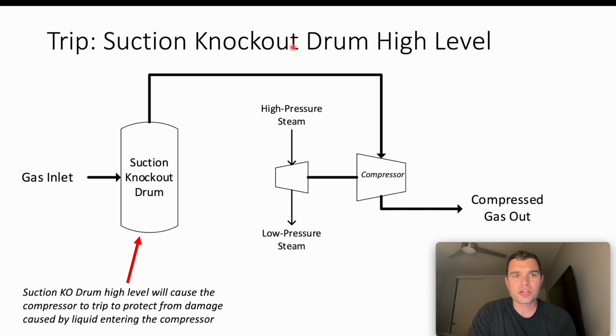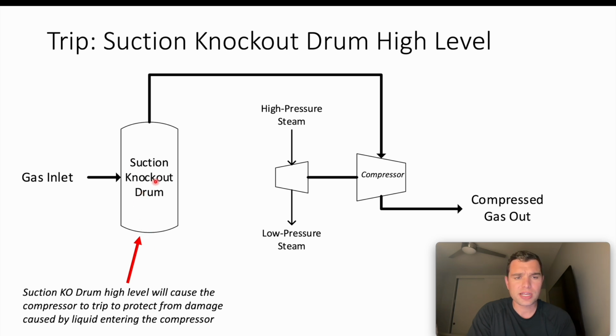So for suction knockout drum high level, in this diagram that I showed previously, this is the suction knockout drum. The purpose of it is, as the gas comes in, if you have liquid droplets, the droplets literally knock out and start to form a liquid level in the knockout drum. And then that liquid is pumped, or maybe pressure is used to send it to another location so it can be processed and maybe recovered if it's hydrocarbon.